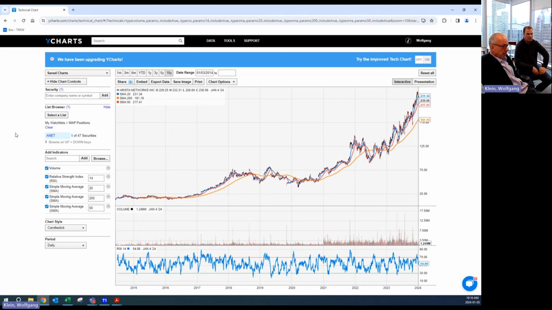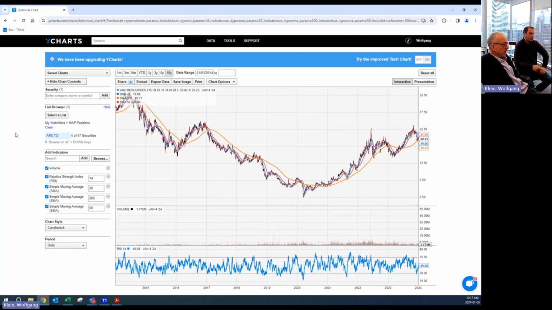Arista Networks, owned the stock, traded it, made money, bought it back at a higher level. It is all about internet security and cloud. It's about cloud and AI for sure. Yeah. One of the pure plays.